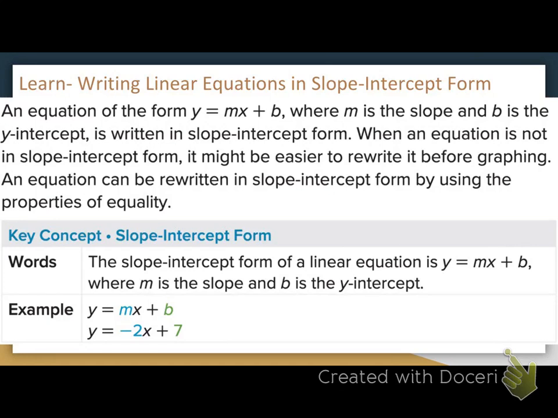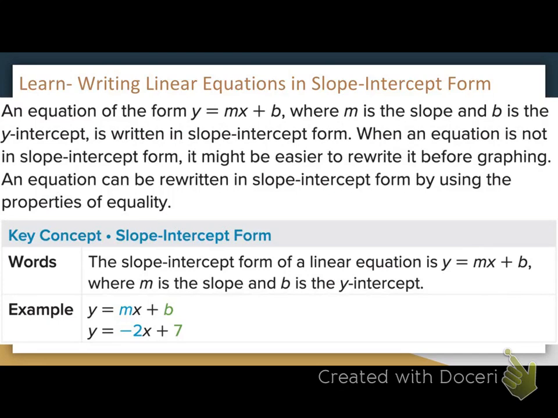When an equation is not in slope-intercept form, it might be easier to rewrite it before graphing. An equation can be rewritten in slope-intercept form by using the properties of equality. Our properties of equality are inverse operations. If I add one thing to one side, I got to add it to the other. If I subtract one thing from one side, I got to subtract it from the other. Same thing with multiply and divide.